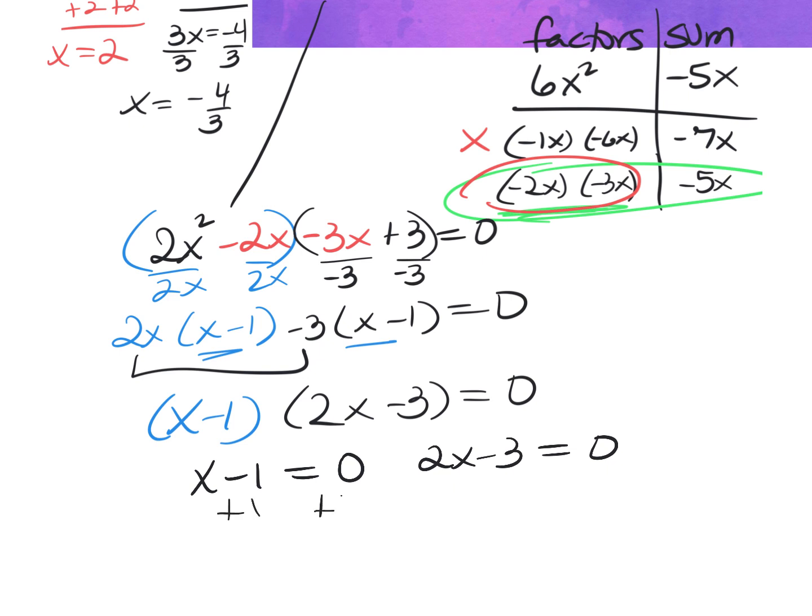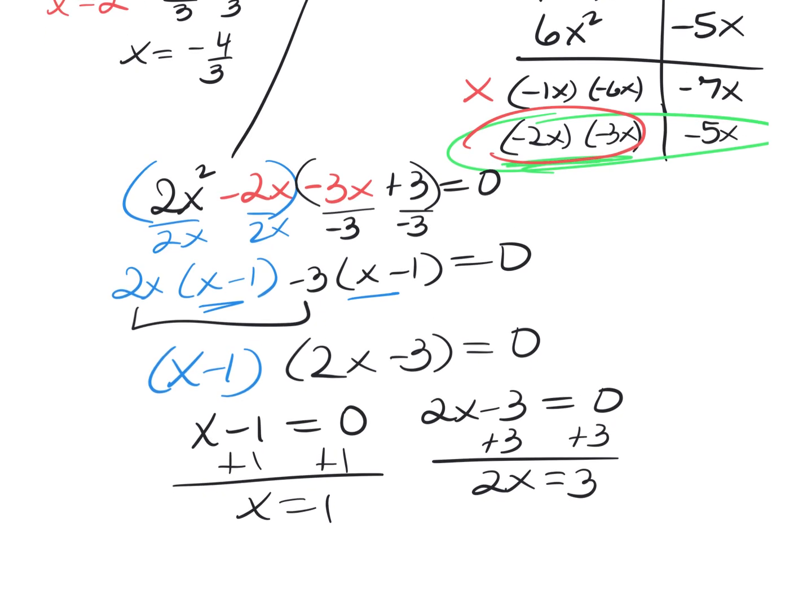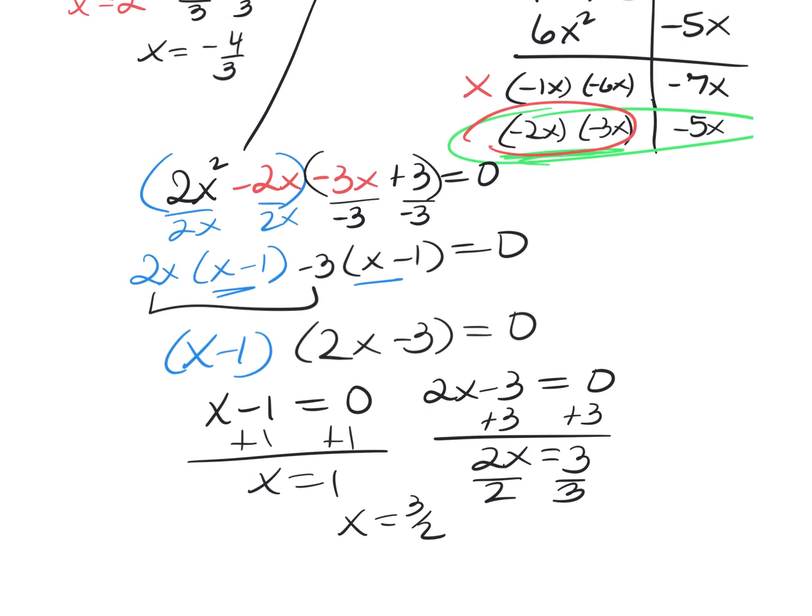Set it equal to 0. Add the 1. X equals positive 1. Add the 3. Divide by 2. And x equals 3 over 2. You don't need to make it a decimal. You can leave it as a fraction. It would be 1.5 as a decimal.